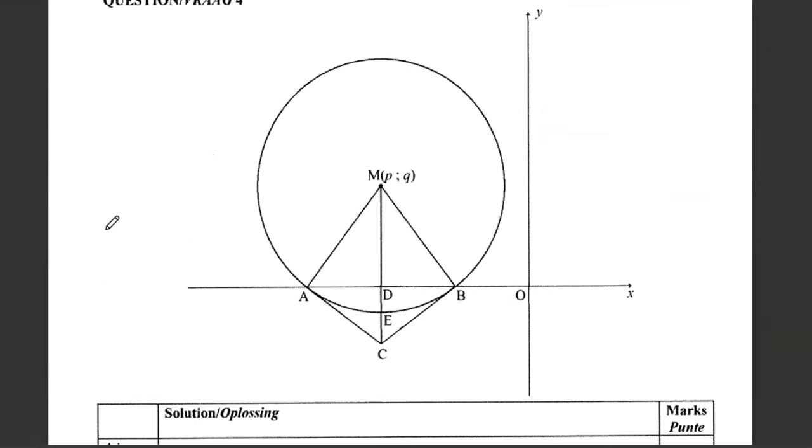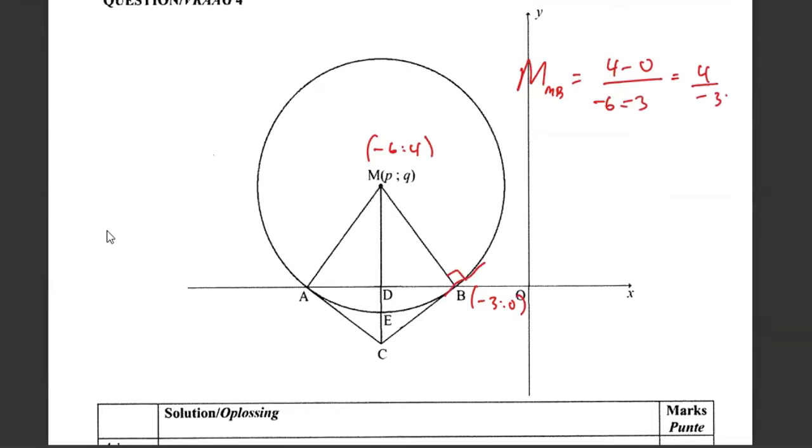Okay, so we say this is negative 6 and 4. Now this is negative 3 and 0. So the gradient of MB is going to be 4 minus 0 over negative 6 minus negative 3, which is 4 over negative 3. So that is the gradient of the radius. Then the gradient of BC, since these two are perpendicular, the product must give us negative 1. So the gradient of BC is just going to be 3 over 4.